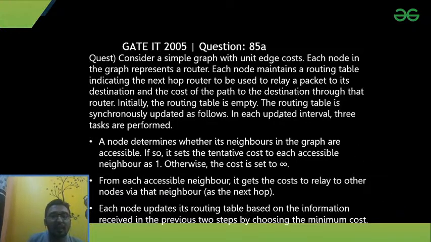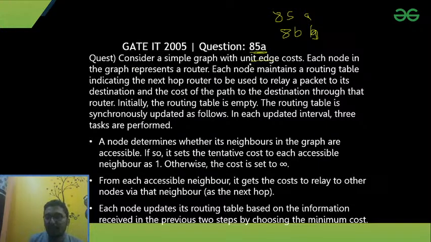It was asked in GATE IT 2005, question 85A. Actually there were two parts, 85A and 85B, and they were related questions. So if you can do one question, you can follow on to the next question. The question was: consider a simple graph with unit edge cost.